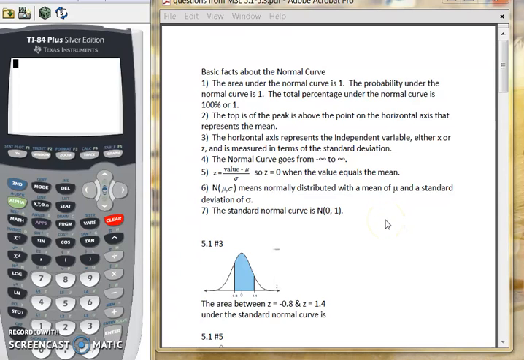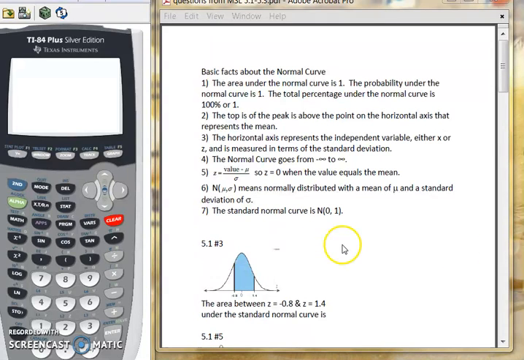There's some basic facts that you need to know about the normal curve. First of all, and this pops up all over the place, the area under the normal curve is 1. That means the probability under the normal curve is also 1, or the total percentage of observations represented under the normal curve is 100% or 1.